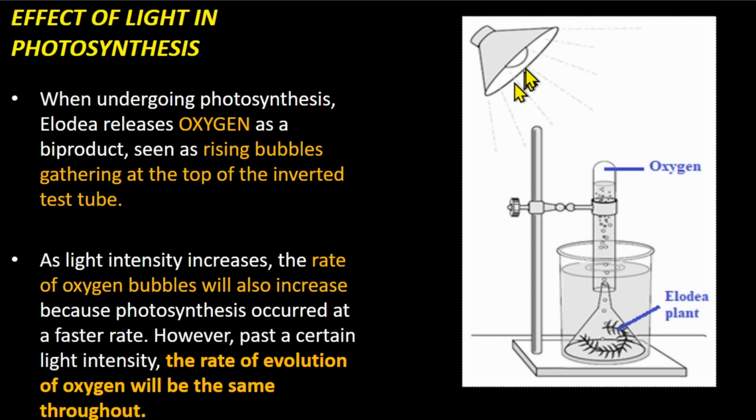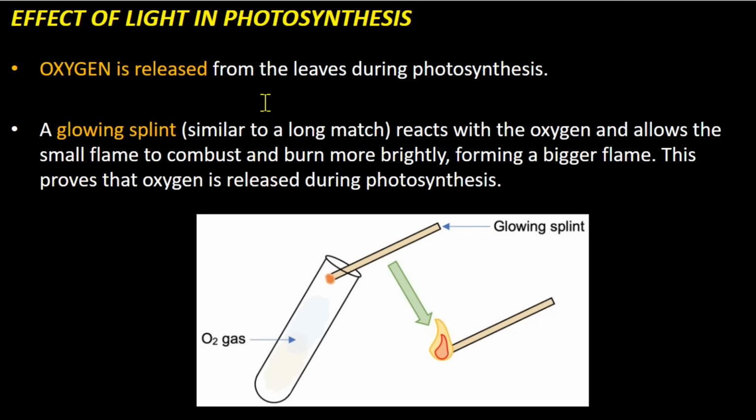As you increase the intensity of this light bulb here, the rate of oxygen bubbles will also increase. So you'll be seeing more and more bubbles coming out at a faster rate. This is because photosynthesis is occurring at a faster rate if you make this light bulb brighter. However, past a certain light intensity, you could say that the chlorophyll becomes saturated with light particles and the rate of evolution of oxygen will be the same throughout. That means that if you make the bulb brighter past a certain point, you're not going to get a further increase in bubbles.